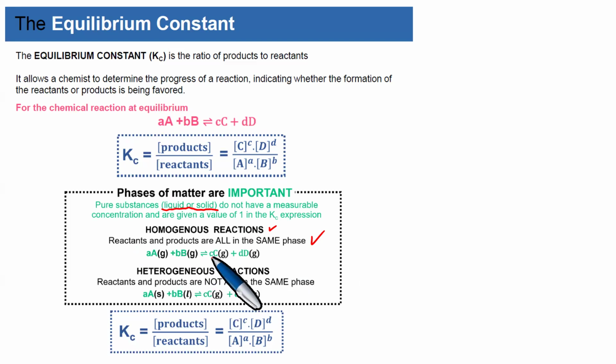So now the reactants and products are all in the same phase, where you have aA plus bB in the forward and reverse, cC plus dD, and all of these are in the gaseous state. Therefore, this gives us an example of a homogeneous reaction, because all of these are gases.